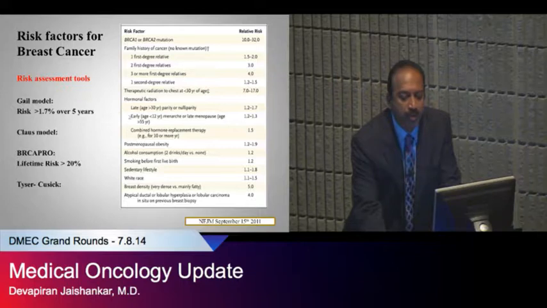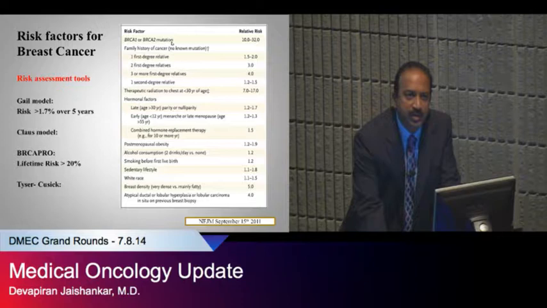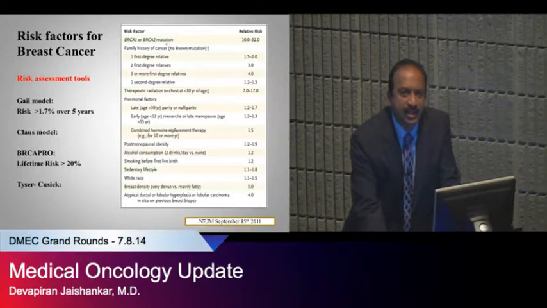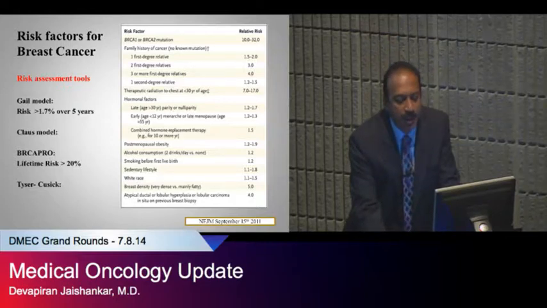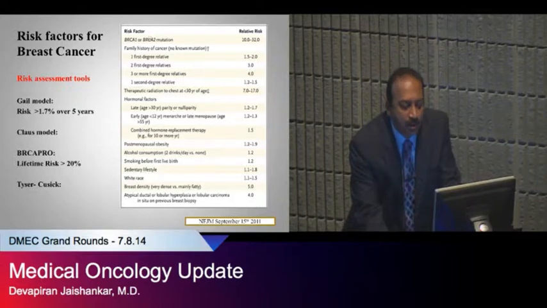We all know BRCA 1 and 2 mutations have a significantly high relative risk here. Here is family history of breast cancer, and this is what gets a little confusing. You've got BRCA mutations, which are hereditofamilial cancers. 90% of breast cancer is sporadic, 10% is hereditofamilial, and BRCA 1 and 2 mutations are typical of the hereditofamilial cancers. But you'll find most breast cancer patients will give you a family history of breast cancer.